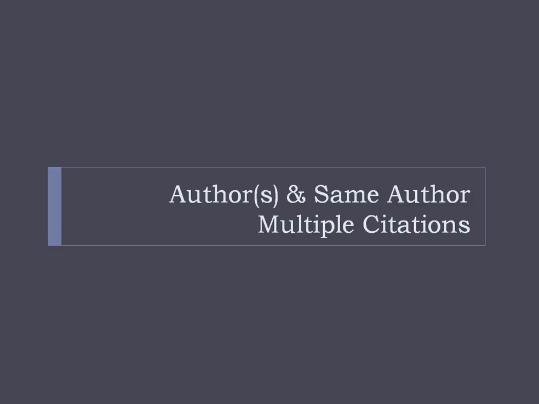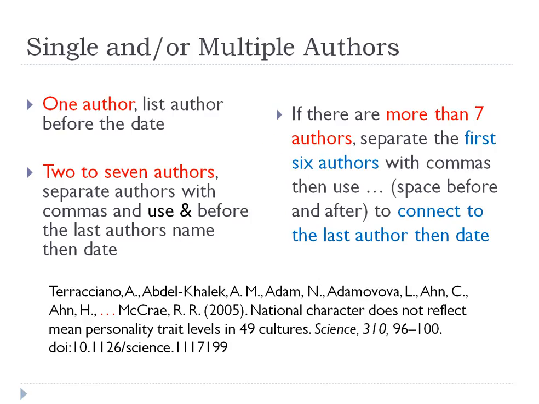So let's talk a little bit about authors and same authors, multiple citations. If you have one author, you're going to list that author before the date. Now again, this is where it gets a little tricky. If you have 2 to 7 authors, you're going to separate the authors with commas and use the and sign before the last author's name, followed by the date.